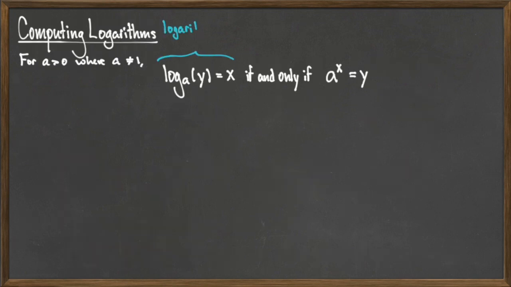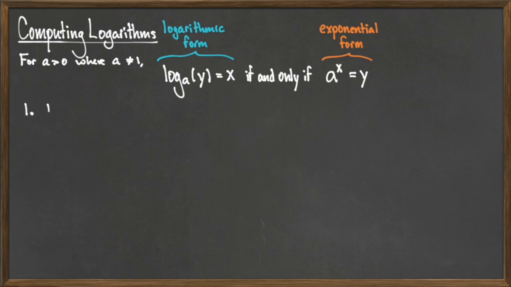Now let's look at the general rule. Take a base of a that is bigger than 0 and not equal to 1. The logarithmic form is log base a of y equals x, which only happens if a to the x is equal to y.